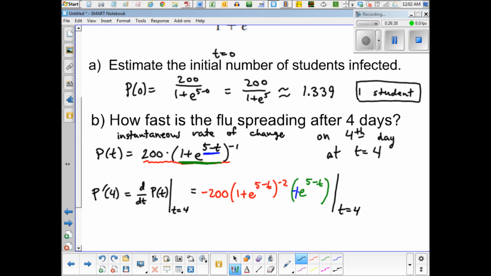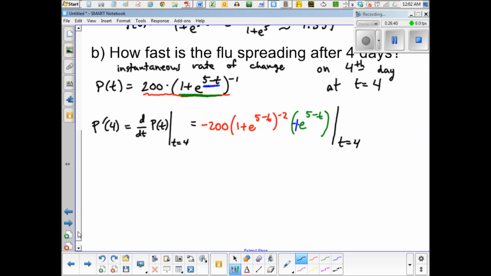Alright, so let's just plug in the time. Okay, so we will enter in negative 200 times 1 plus e to the 5 minus 4. So that's just e to the minus 2. And then this is just negative e to the first. Both of these 5 minus t's are simply 1. 5 minus 4 is 1.